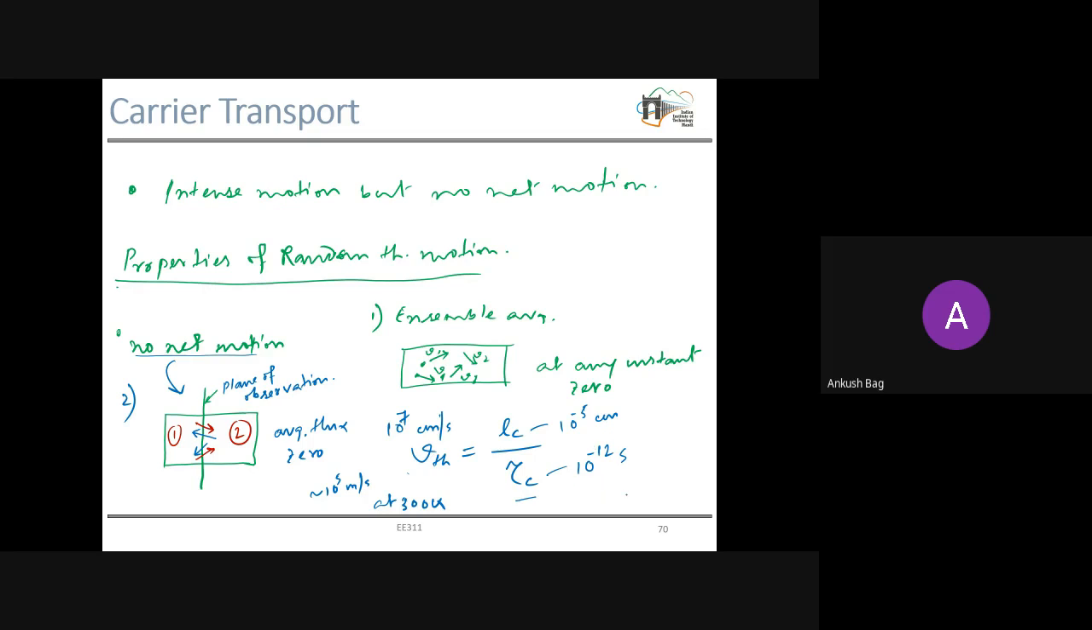From this particular figure, you can also understand that there are 10 to the power 12 scatterings happening per second within the semiconductor. Once again, I am repeating this fact. Since this mean free time is 1 picosecond, you can conclude that there are 10 to the power 12 scatterings occurring within your semiconductor per second, at this room temperature of 300 Kelvin. So a huge number of scatterings is going on.